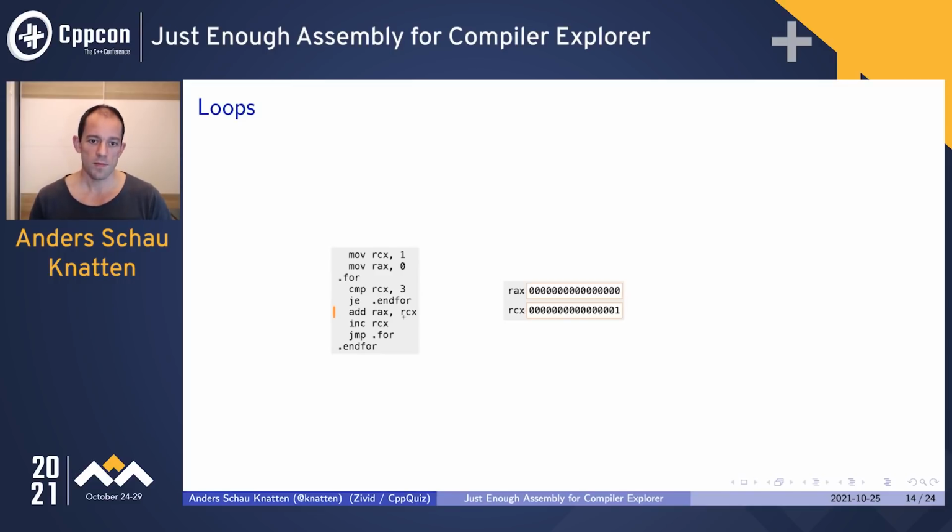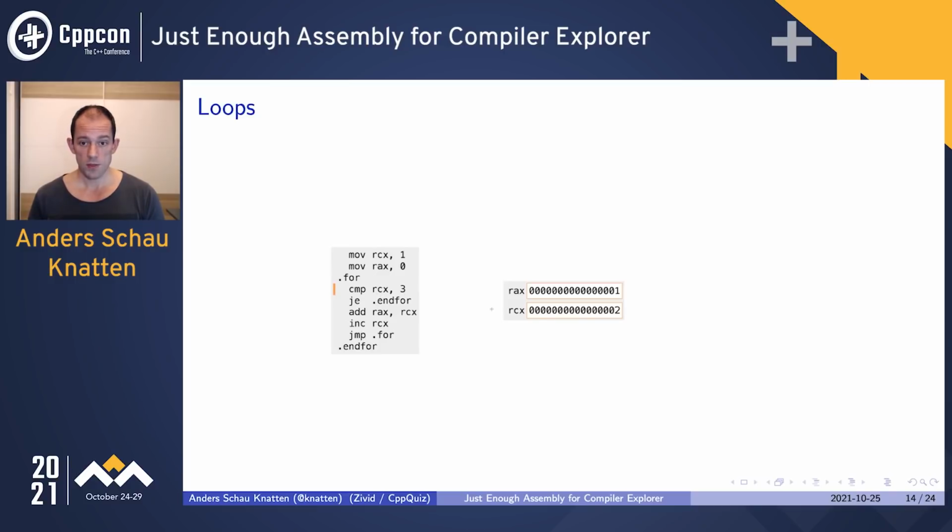And then we have add RAX, RCX. I had to come up with some sort of body for this little for loop, and my body is just adding the loop counter to RAX every time we go around the loop. So I just add RCX to RAX, which then turns into 1. Then I increment RCX, so I increment our loop counter to 2 and jump back to the beginning. So jump is an unconditional jump. I always do this jump, back to the beginning of the for loop.